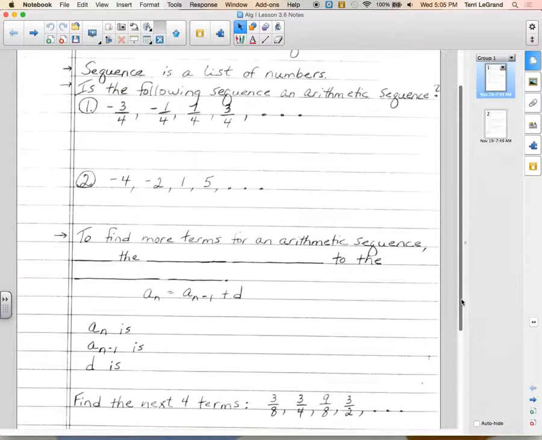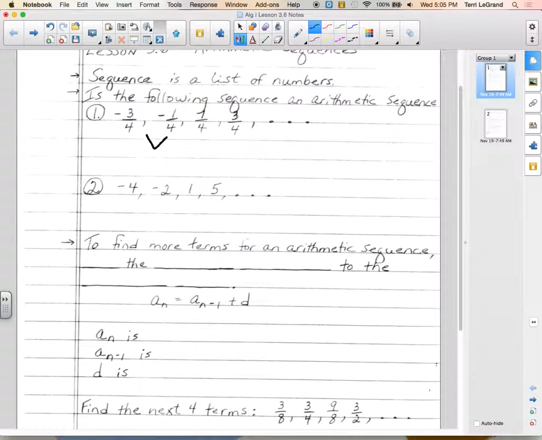So our first thing we're going to do here, it says, is the following sequence an arithmetic sequence? To be an arithmetic sequence, when you go from one term to the next term, there has to be what we call a common difference. Or in other words, between successive terms, it either continues to increase by the same amount or decrease by the same amount.